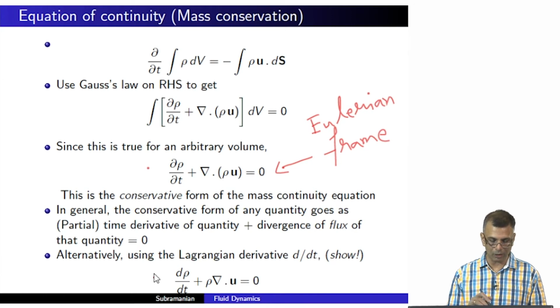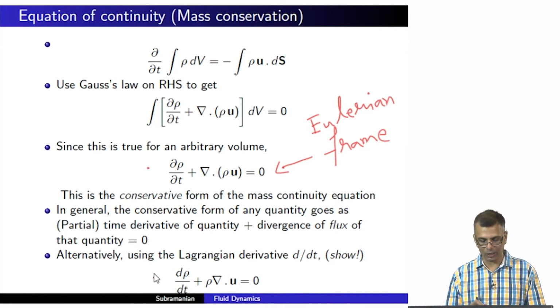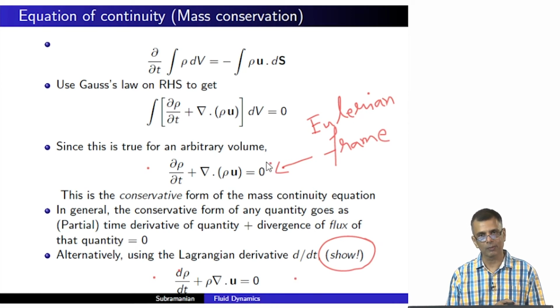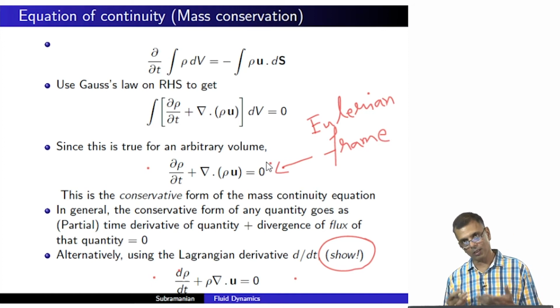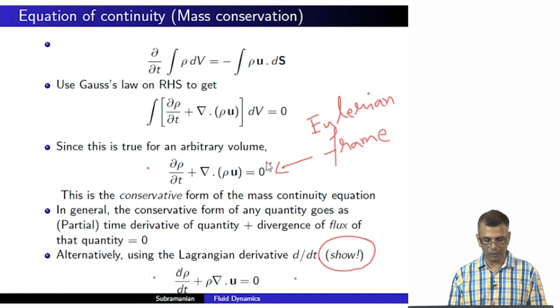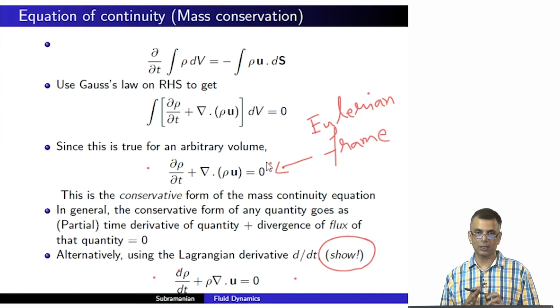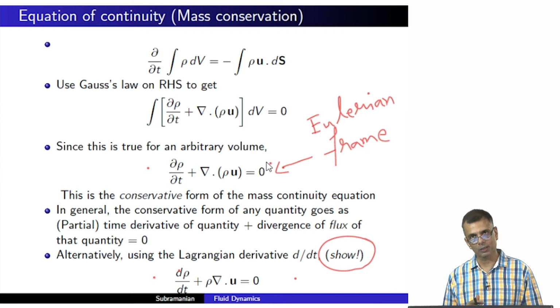This and this are both the mass continuity equation, except here the derivative is a Lagrangian kind of derivative. So this and this are exactly the same, and I would urge you to explicitly show how this follows from that or vice versa. This is a useful exercise. Sometimes it's more convenient to adopt the Lagrangian point of view. Sometimes it's more convenient to adopt the Eulerian point of view. It's important to be familiar with both kinds, right?